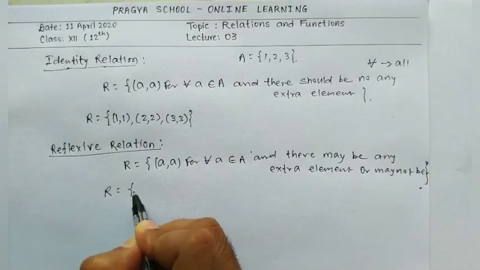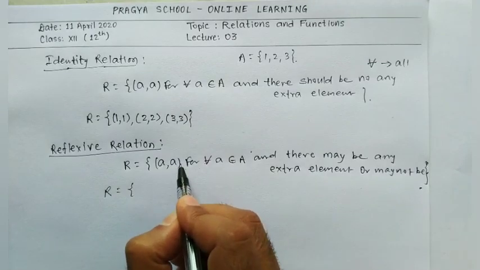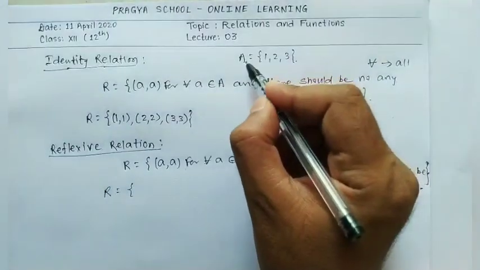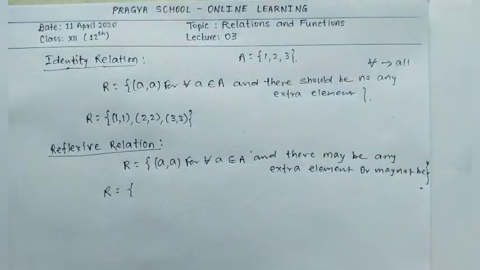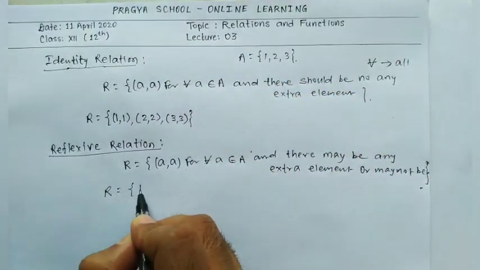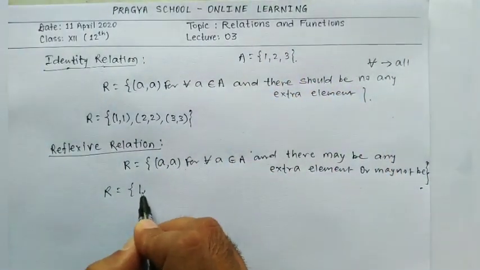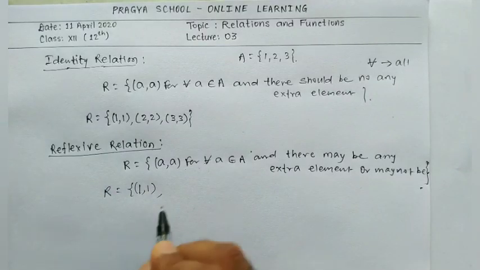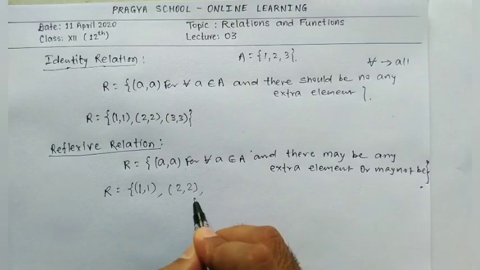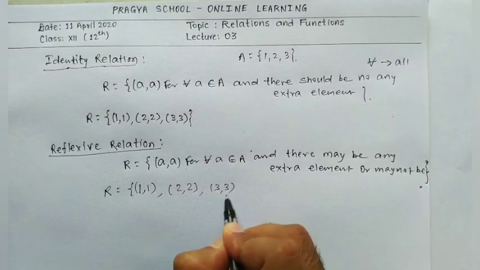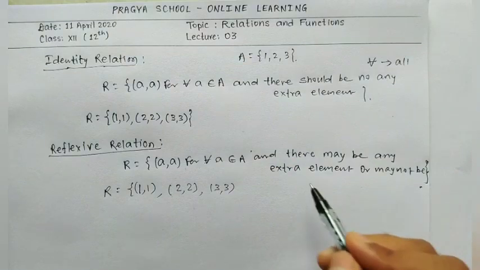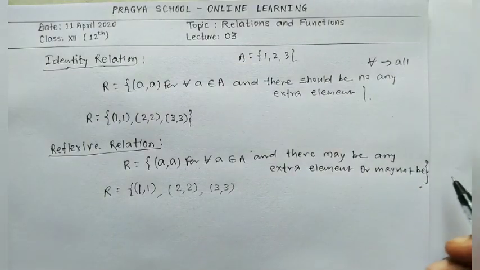So just try to write a reflexive relation. R equals, we have to write (A, A). Consider capital A {1, 2, 3}. On set A we are trying to write a reflexive relation this time. So for the first element 1, write (1, 1). Then the second element 2, write (2, 2), then (3, 3). Now there may be any extra element or may not be.